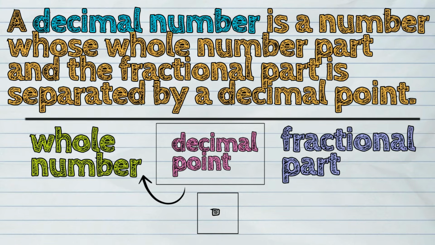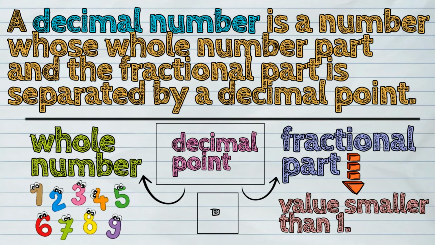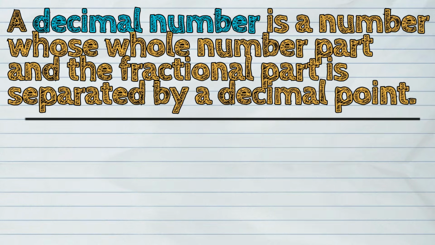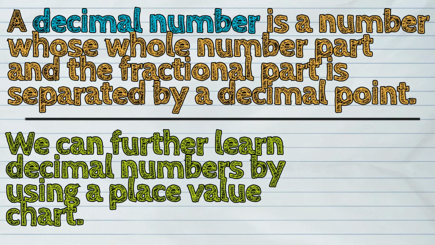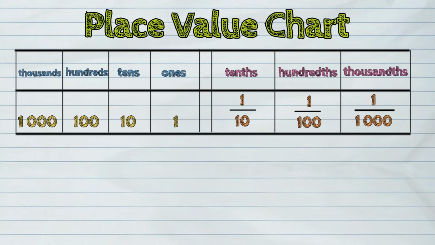The number before the decimal point indicates the whole number. The digits following the decimal point show a value smaller than 1. We can further learn decimal numbers by using a place value chart.